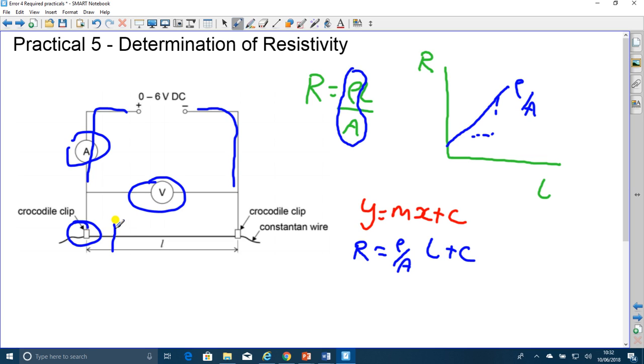So we have to use an ammeter and voltmeter, and we use V over I to get a really accurate reading for the voltage. We set up the circuit just like it's shown here, and we just make sure we're very, very careful with our crocodile clip.